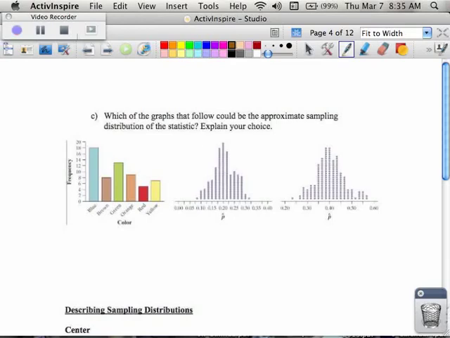So in part C here, which of these graphs could be the appropriate sampling distribution? We taught one sample, but which one do you think is the sampling distribution and why? So I want you to take 2 minutes and think about that. Then I want you to talk to at least 2 other people: out of these graphs, which one is the sampling distribution and why?